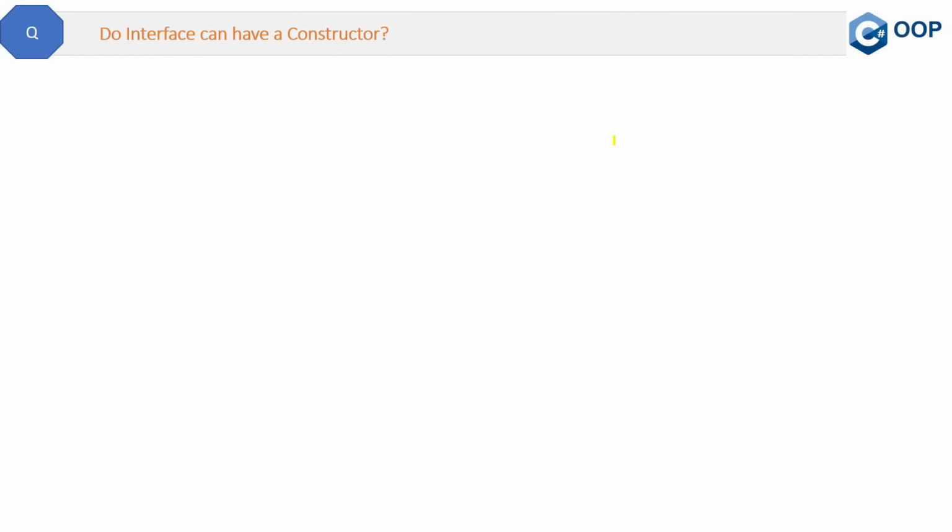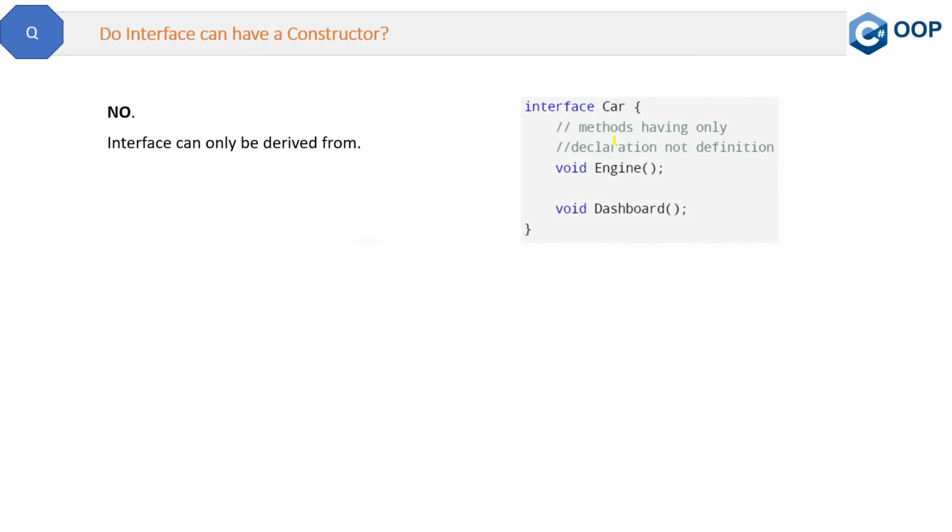Can an interface have a constructor? The answer is no. An interface can only be derived from. Normally, when you create the object of any class, then the constructor is called and we can say it is required. But for interfaces, object creation is not possible. So there is no need for any constructor here.